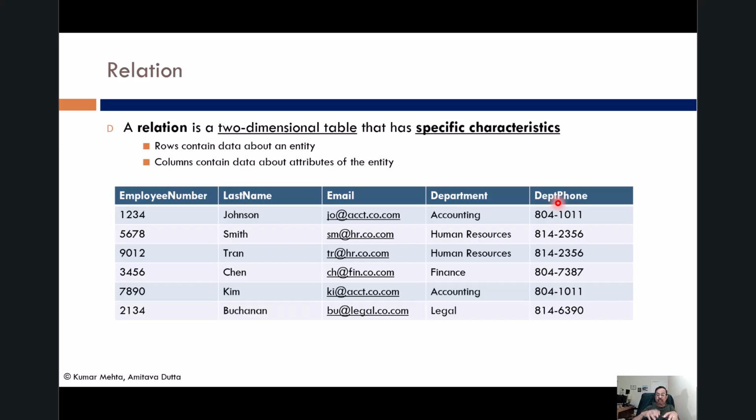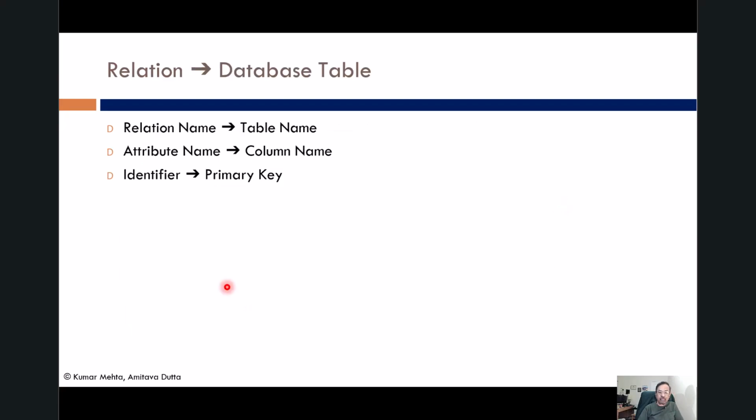Okay, so at the very least, a relation is a two-dimensional table. The rows contain data about instances of the entity, and columns contain data about the properties or attributes of the entity. Okay, this is something we had already seen in lesson 2, just sort of a recap of that. So in terms of the mapping of relations to tables, the name of the relation is the name of the table. Attribute names in a relation correspond to the column names, and the identifier of a relation is the primary key. Okay, so those are the mappings.